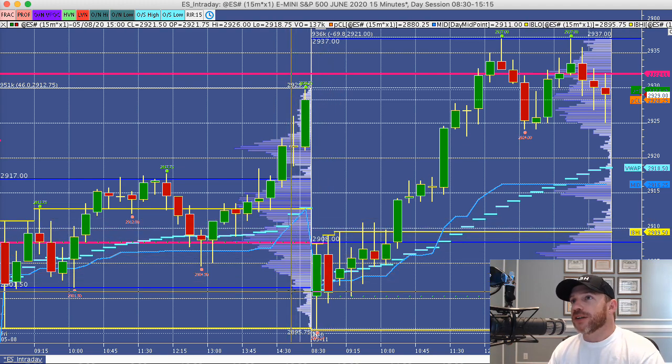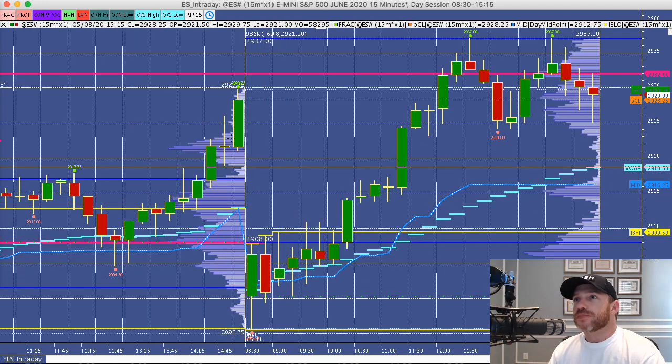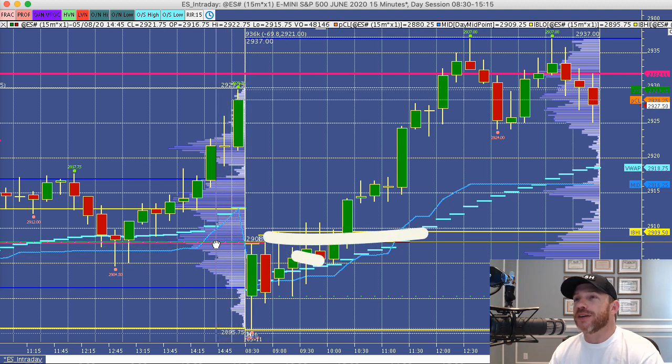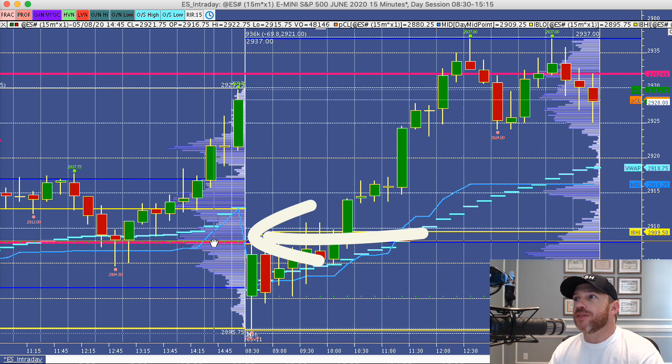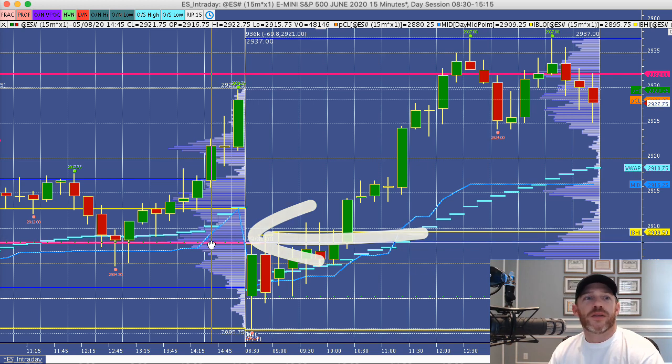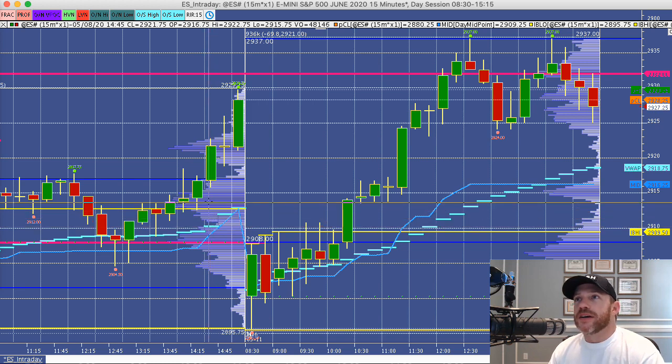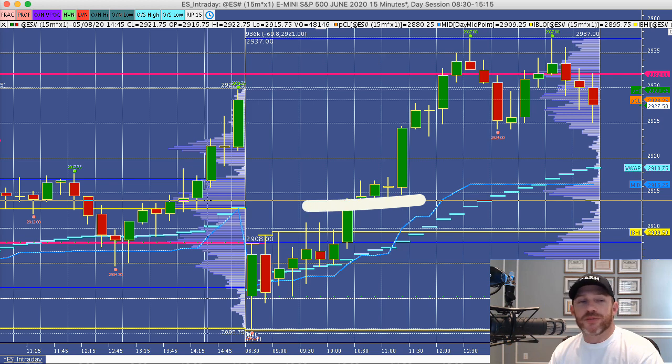And here are my targets. Look at the profile from yesterday. Well, obviously their point of control is number one, right here at 2908. Next area I'll be looking at is this high volume area, the next one up here at 2914.